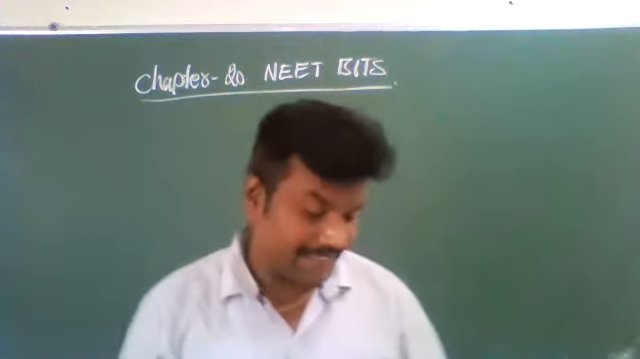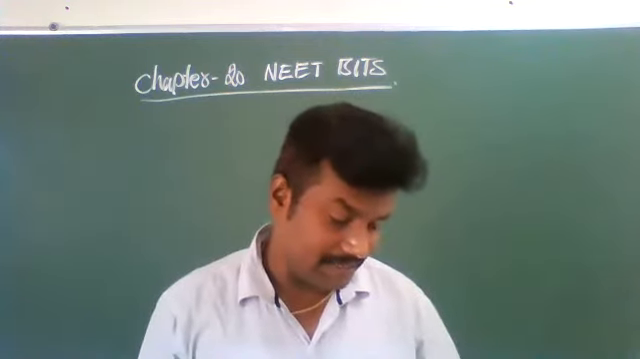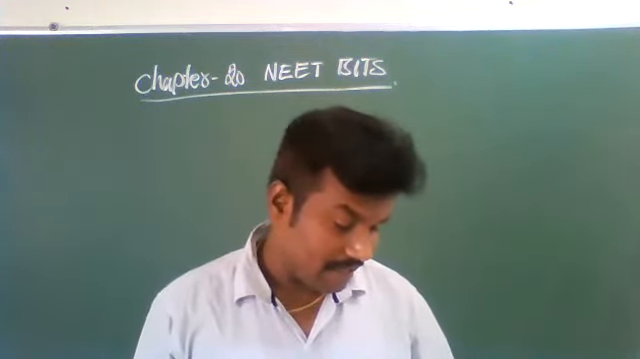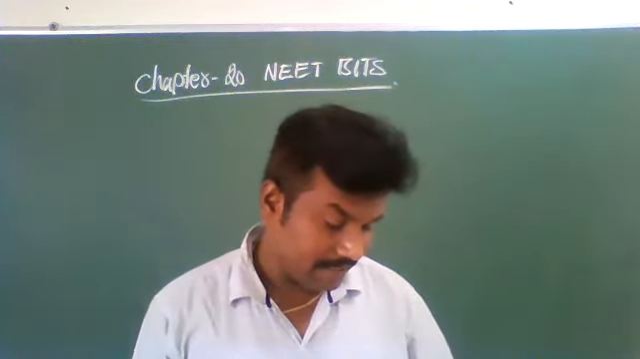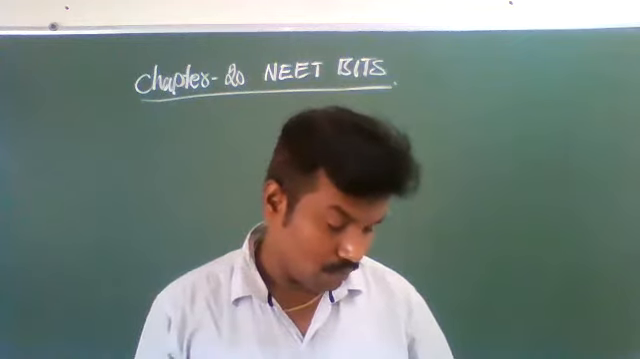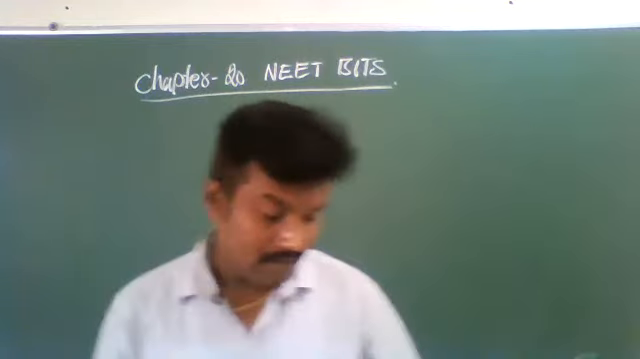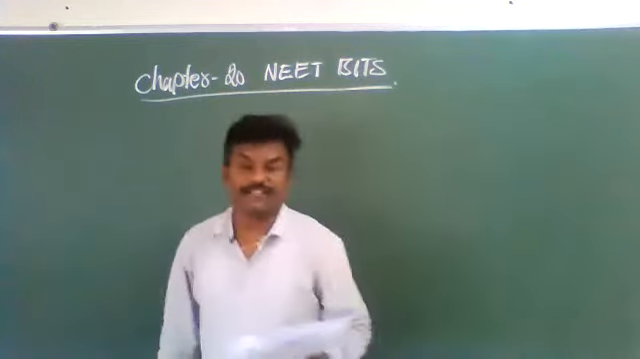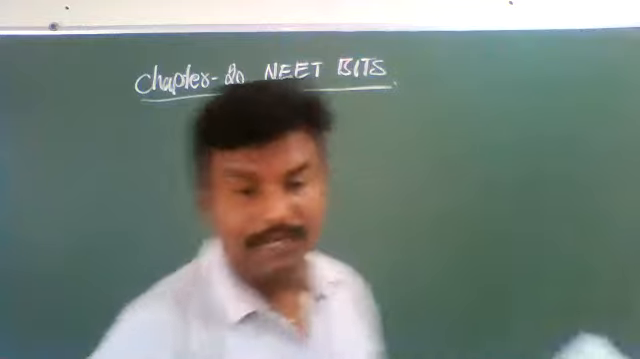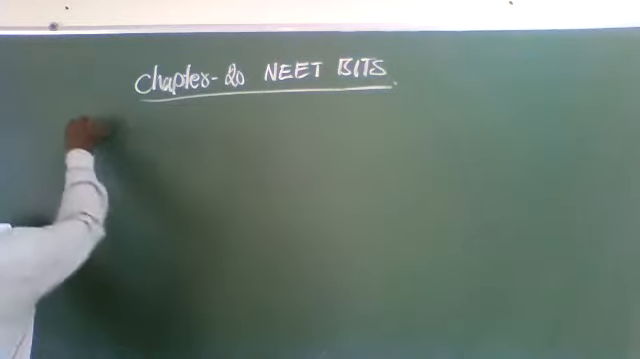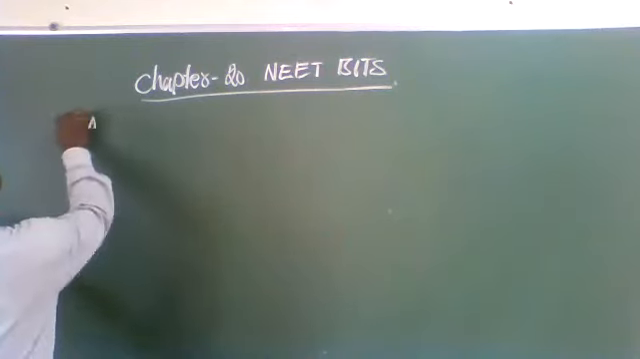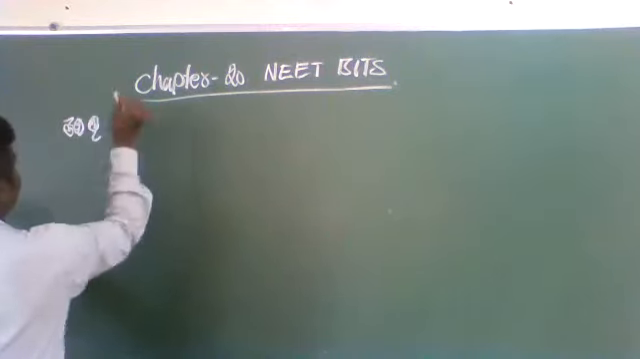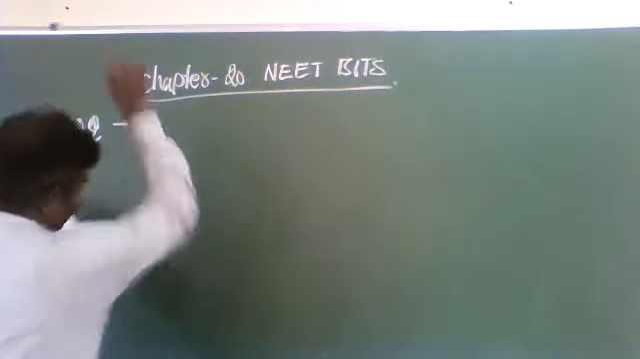Okay, so incus A, 3, anvil shape. B, 2, stirrup shape. C. So option 4 is correct. See, 30th question, answer, 4th option is correct.